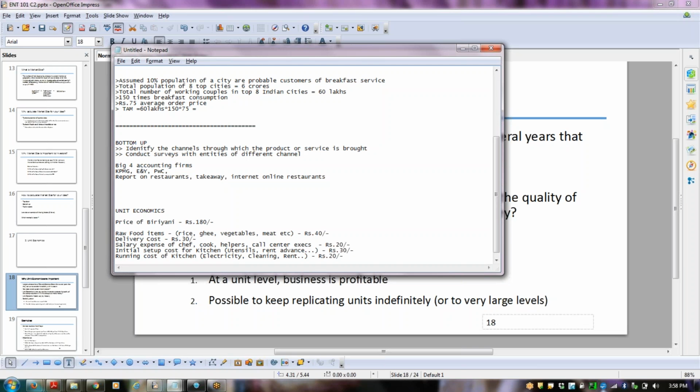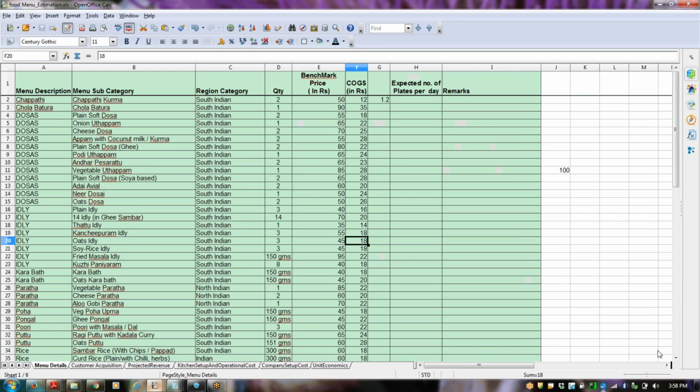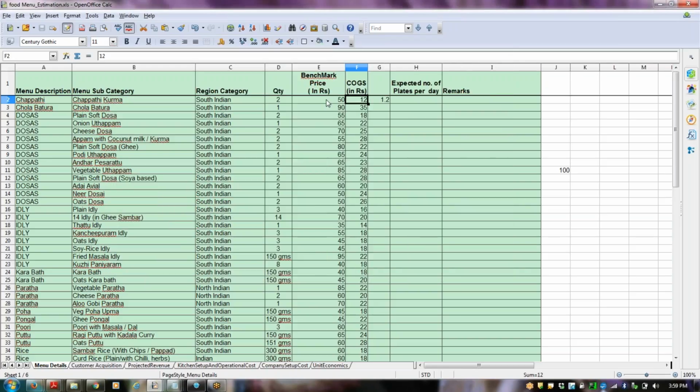Now to give it more detail, I can show you the unit cost calculation of this breakfast delivery service. In the breakfast delivery service, we first came up with the menu. In the menu, we said what is the COGS? COGS is the cost of goods sold. That is the raw material I was talking about over here, raw food items, say 40 rupees for a 180 rupee biryani. Like that, for each one we have an MRP and we had the COGS. You have to prepare that.